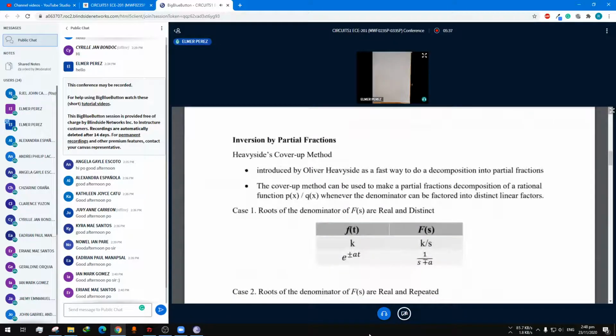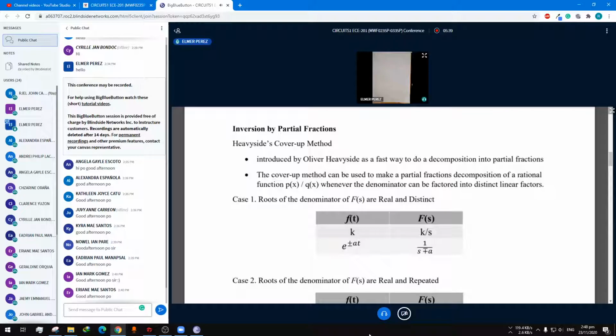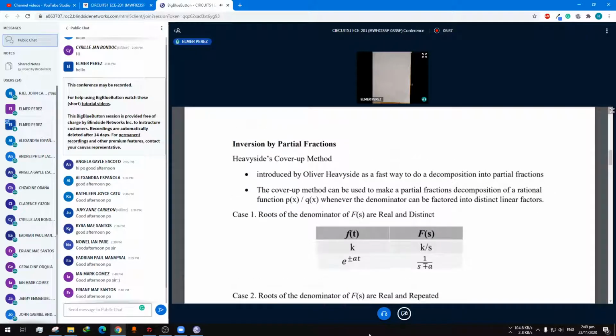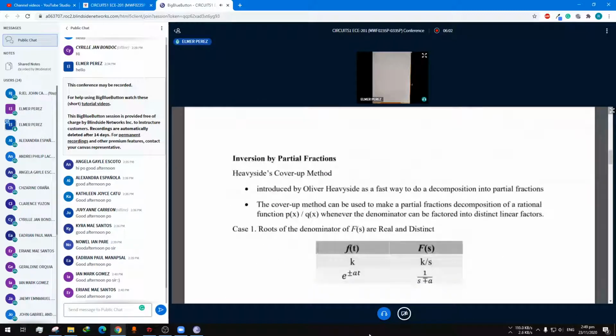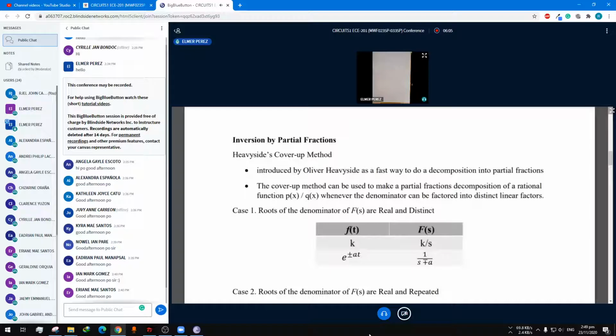Okay, yung inversion by partial fractions. Yung Heaviside cover-up method. So this one was introduced by Oliver Heaviside as a fast way to do a decomposition into partial fractions. Kasi mostly magpa-partial fraction tayo para mas simplify sila in these terms. The cover-up method can be used to make a partial fraction decomposition of a rational function whenever the denominator can be factored into distinct linear roots.